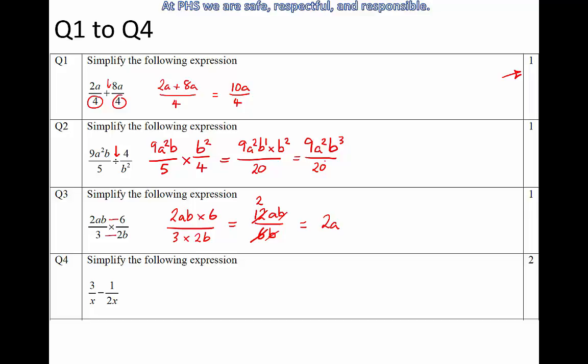No, I don't think so. Okay, there's no common numbers for 9 and 20, so we can't simplify that one any further, and that's done. Let's go to question 4.